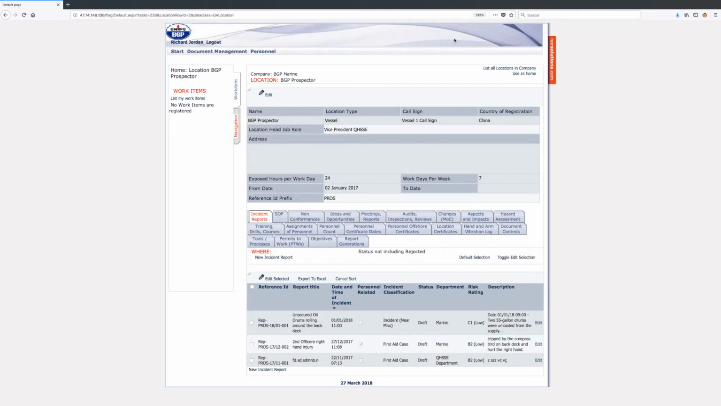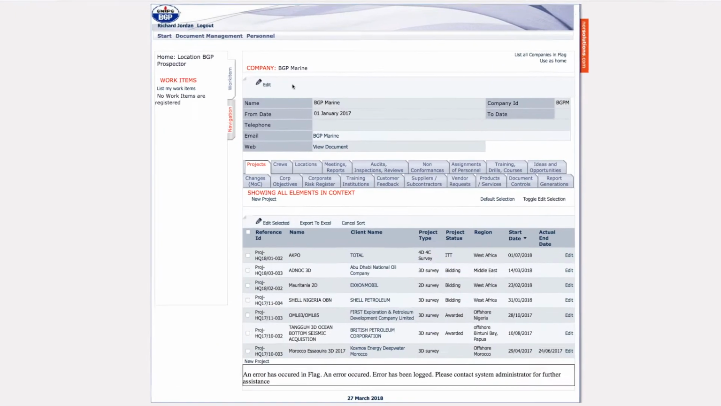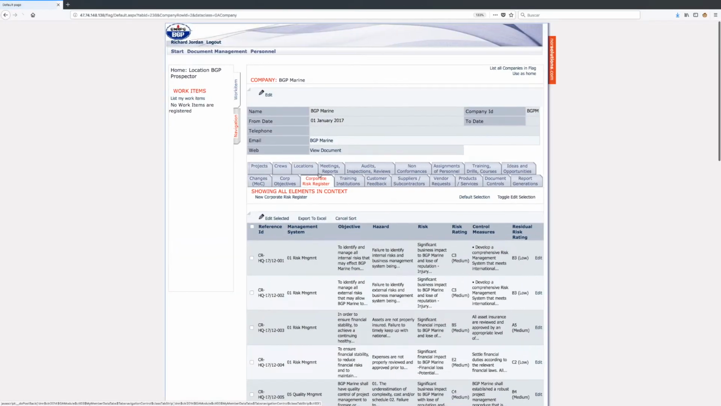Let's now look at FLAG, which is BGP Offshore's software used to support the business management system and captures all relevant information associated with corporate risk. On BGP Offshore's main page, you will see a corporate risk register that is used by the senior management team. Corporate risk can have a significant impact across the company and usually requires the greatest resources.